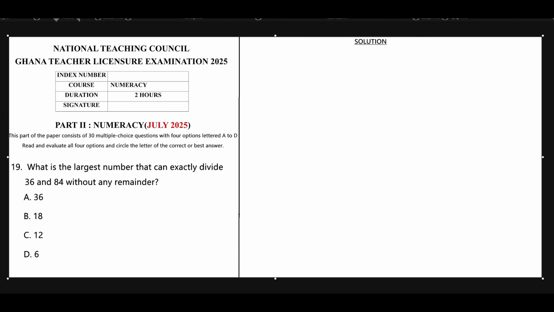Question 19. What is the largest number that can exactly divide 36 and 84 without any remainder? So we have two numbers, 36 and 84. Which of these 4 numbers can divide 36 and 84 without any remainder? And it is not just any number. We are looking at the largest number among these alternatives that can divide 36 and 84 exactly without any remainder.